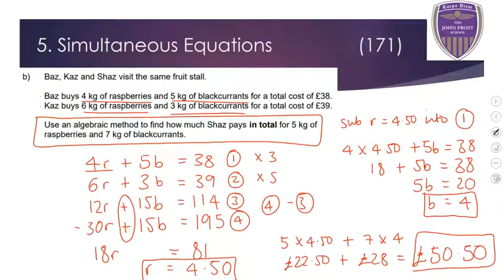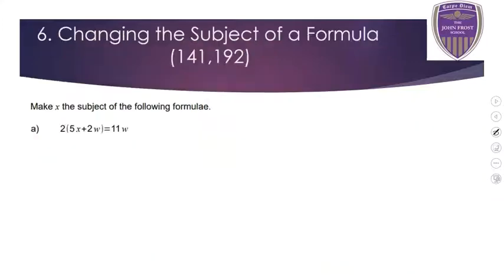to get the 5 kilograms of raspberries and 7 kilograms of blackcurrants. So quite a lot. It looks worse than it is, though. Break it down, make your equations, go from there. All right, moving on then.